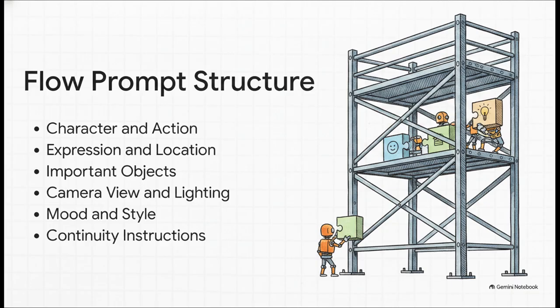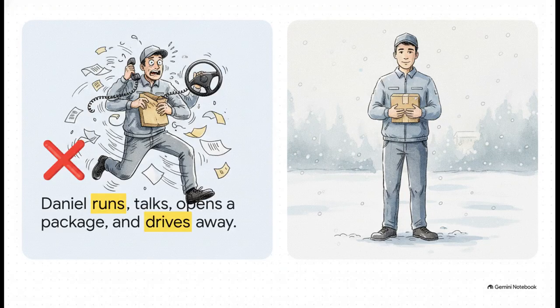It goes like this: character, action, expression, location, important objects, camera view, lighting, mood, style, and continuity instructions. You are leaving literally zero room for the AI to guess. You're giving it highly detailed guardrails for every single frame. Let's actually look at how that plays out in practice.